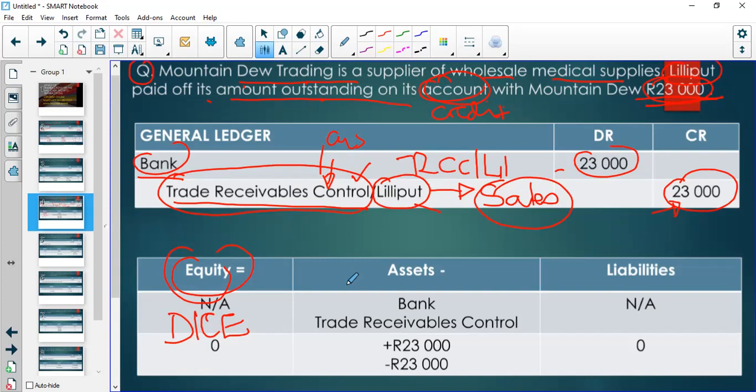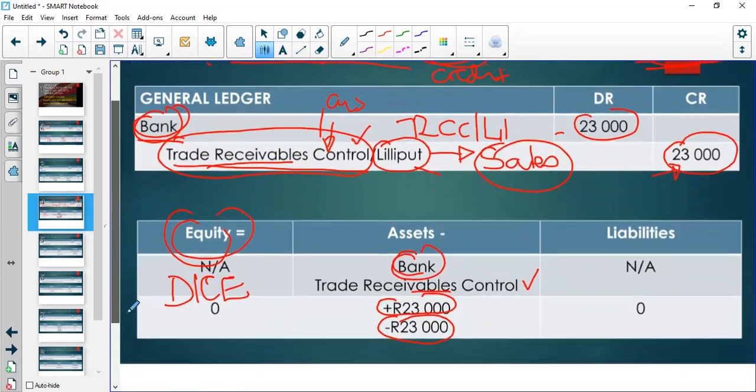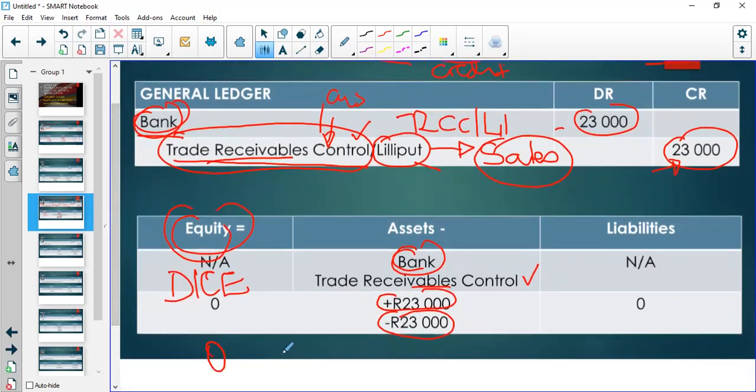So it's all now about receiving the money. So we can say, okay, we have received the money. You no longer owe us. All right, so that's how now it's about the bank and trade receivables control. So the bank is going to increase by 23,000 and the trade receivables control will decrease by 23,000. So if you want to balance that, 0 is equal to 0 minus 0, right? Just to check your accuracy.